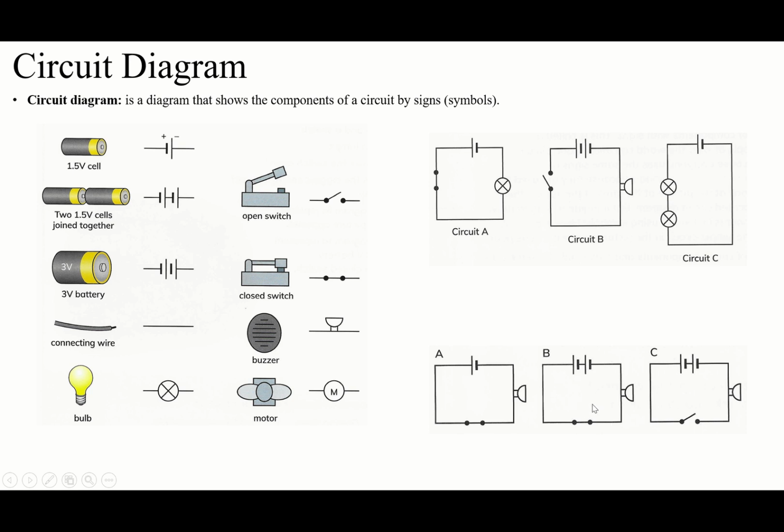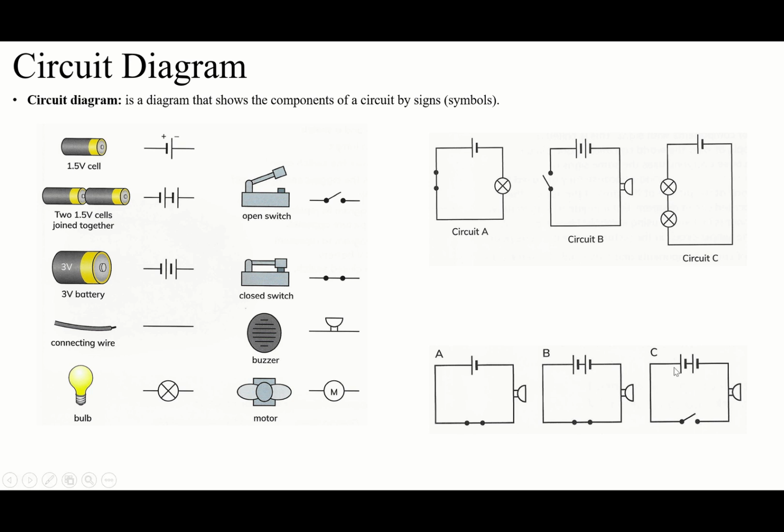And in here, B, we have two 1.5, which is 3 volts. It means it's enough for the buzzer. And we have the buzzer and the switch is closed. Is that working? Yeah, there is no problem. The electricity will move around. The switch is closed and it's gonna go to the buzzer and it's gonna work. So it means B is gonna work, A is not gonna work.